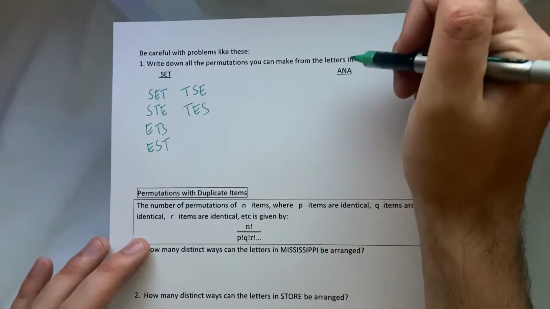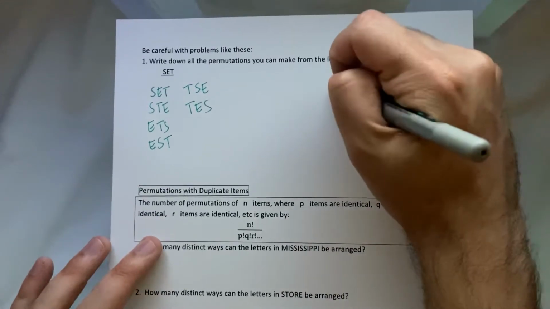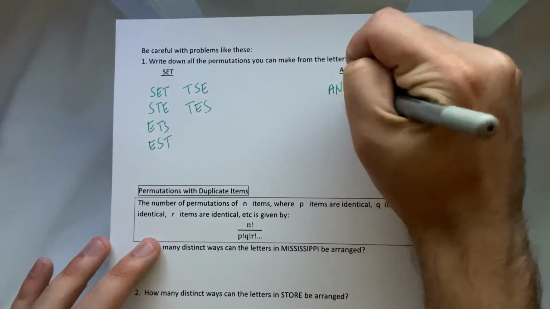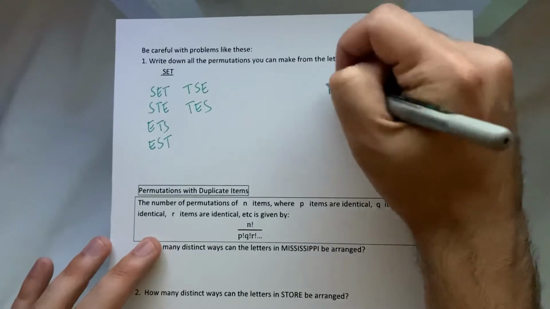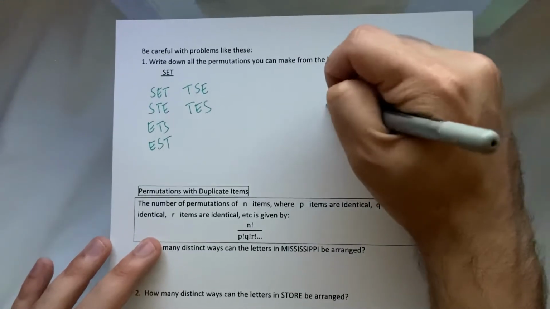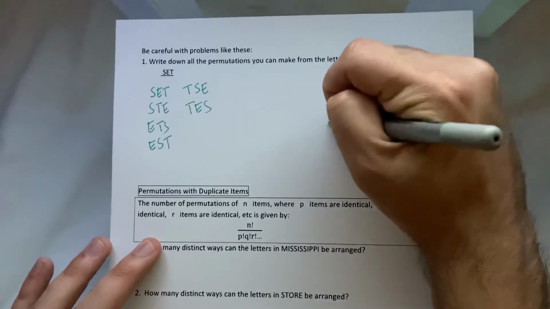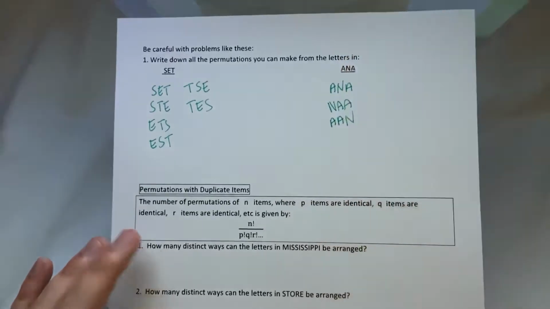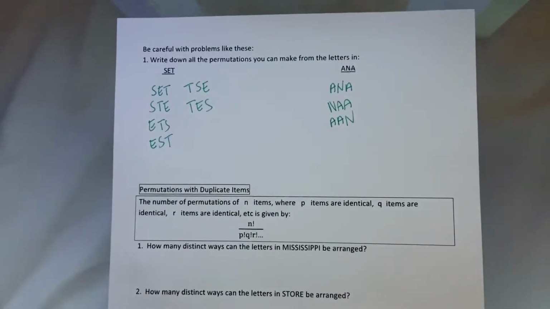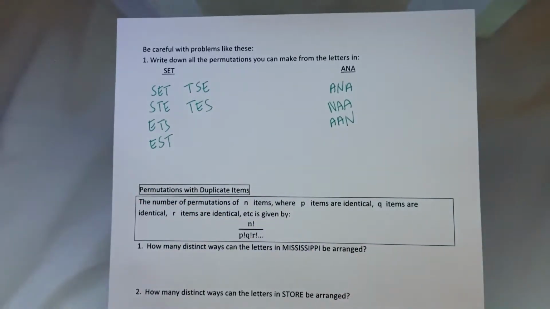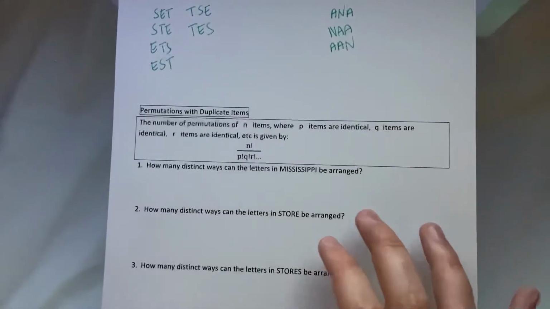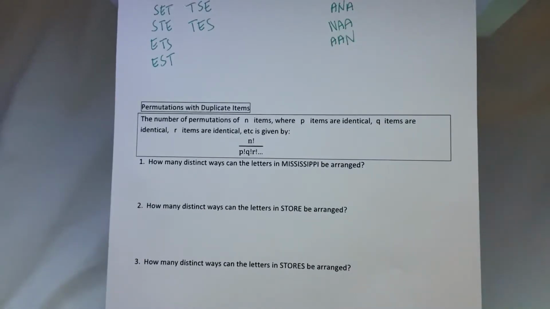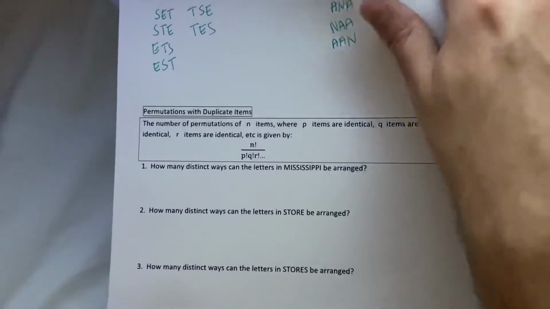For something like Anna, A and A, you have A and A, but if I switch these two A's, it's still the same word. So the only thing I can really do is control where the N is. So even though these are the same number of letters, because it's at a repeat, there's actually fewer combinations. So generally speaking, the number of permutations of N items with P identicals, Q identicals, R identicals, is you just divide by however many identicals you have factorial.